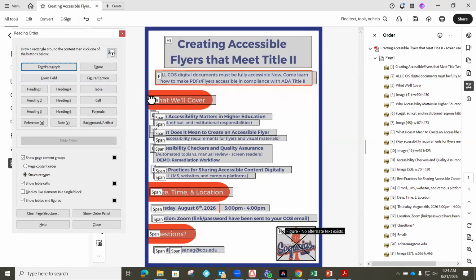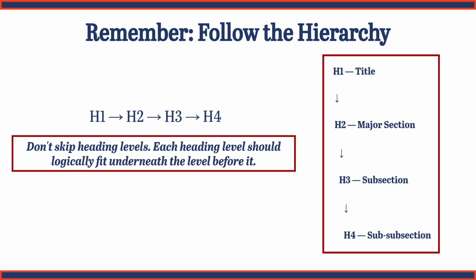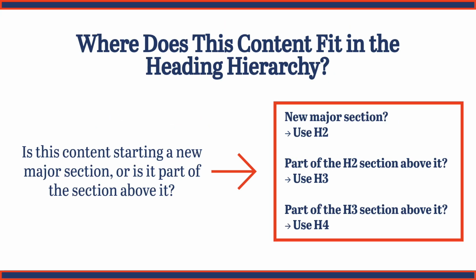Heading 2, also known as H2, are your major sections under the title. Heading 3, H3, are your subsections within those major sections. Continue with H4 through H6 as needed, but only if they follow the hierarchy. Ask yourself this question when reviewing the content of your document. Is this starting a new major section, or is this part of the section above it?